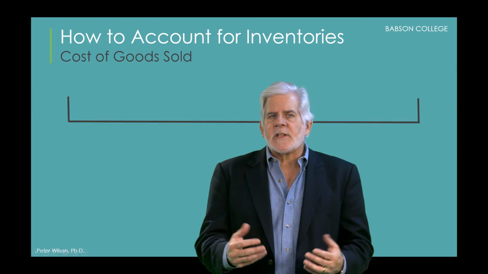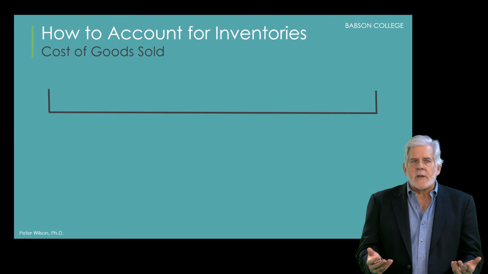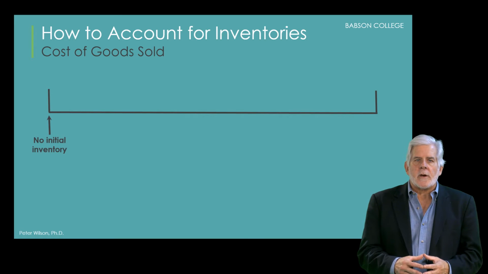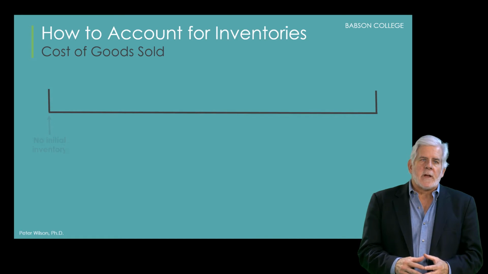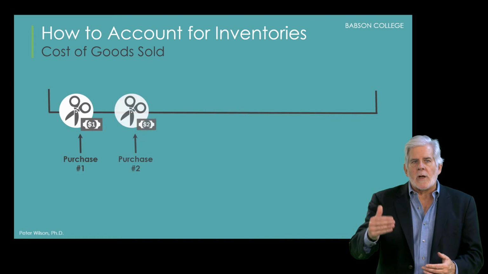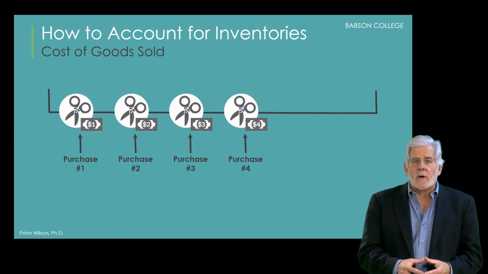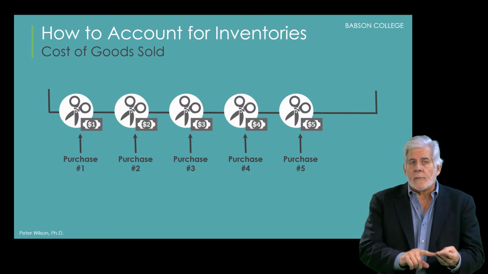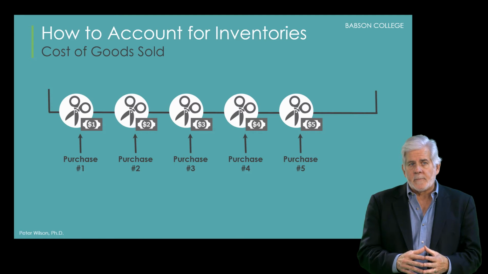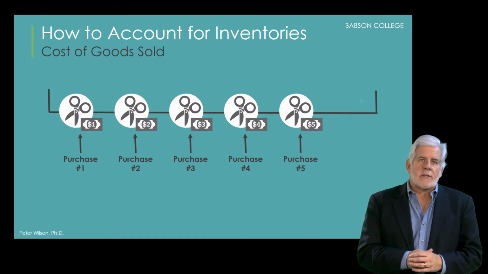This is probably best explained within the context of a simple example. Assume we have a company that has no inventory to start the year and purchases 5 units of inventory during the year. There's rampant inflation and the cost of the inventory goes up by $1 at each purchase. So you end up with 5 units of inventory, each with a different cost. A $1 unit, a $2 unit, a $3, a $4, and a $5 unit. At the end of the year, you sell 2 units for $10 each.